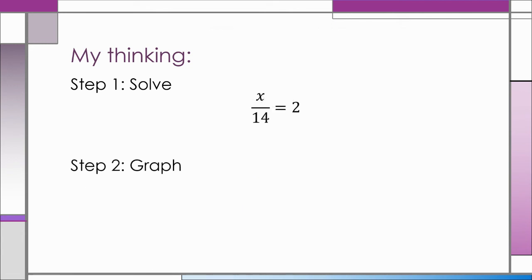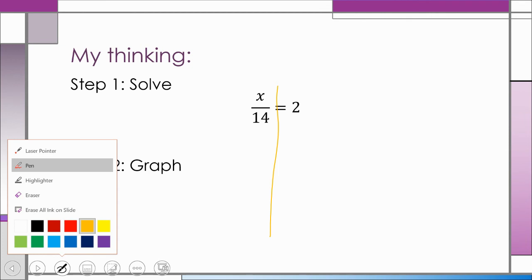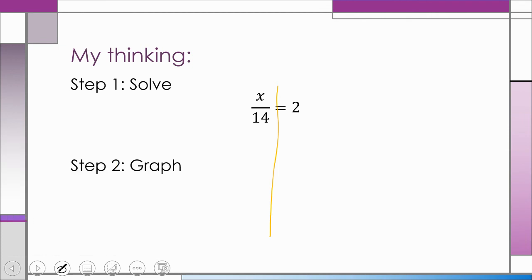All right, let's try one more. This is an equal sign, so I need to draw a line down the equal sign. I have x over 14 equals 2. So over, or fraction bar, means division. So the opposite of division, the inverse, is multiplying. So I'm going to multiply both sides by 14.